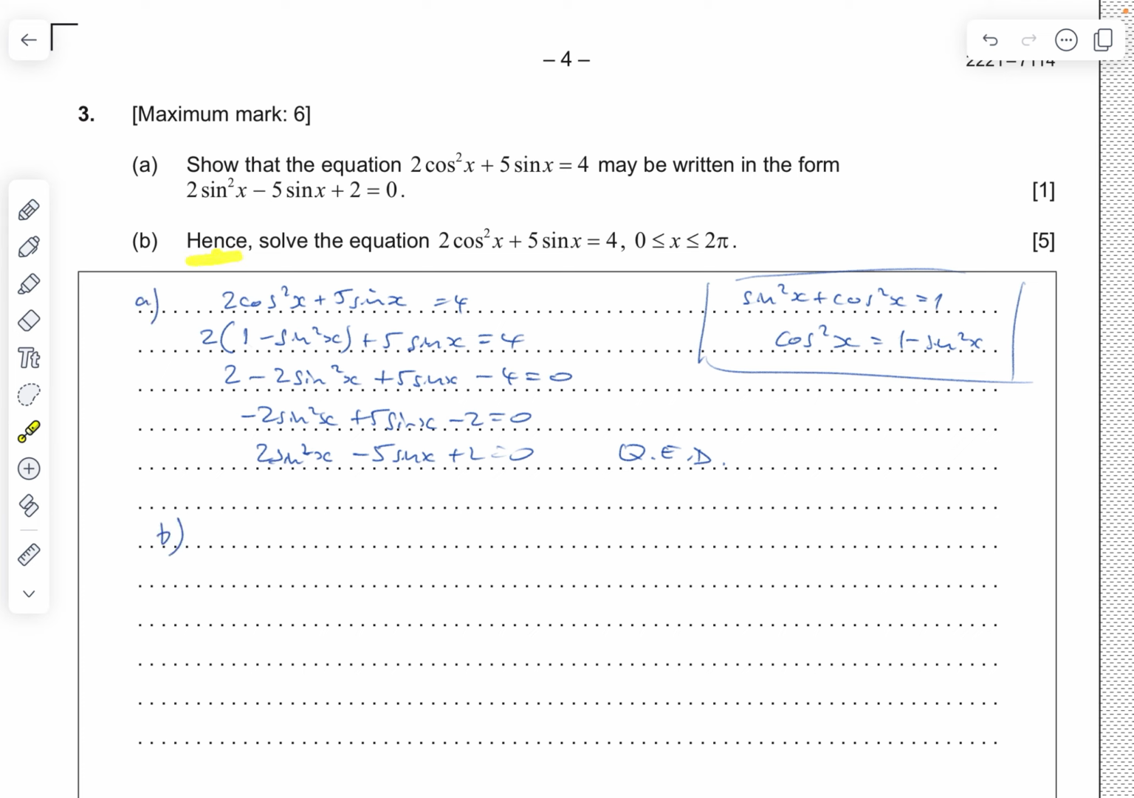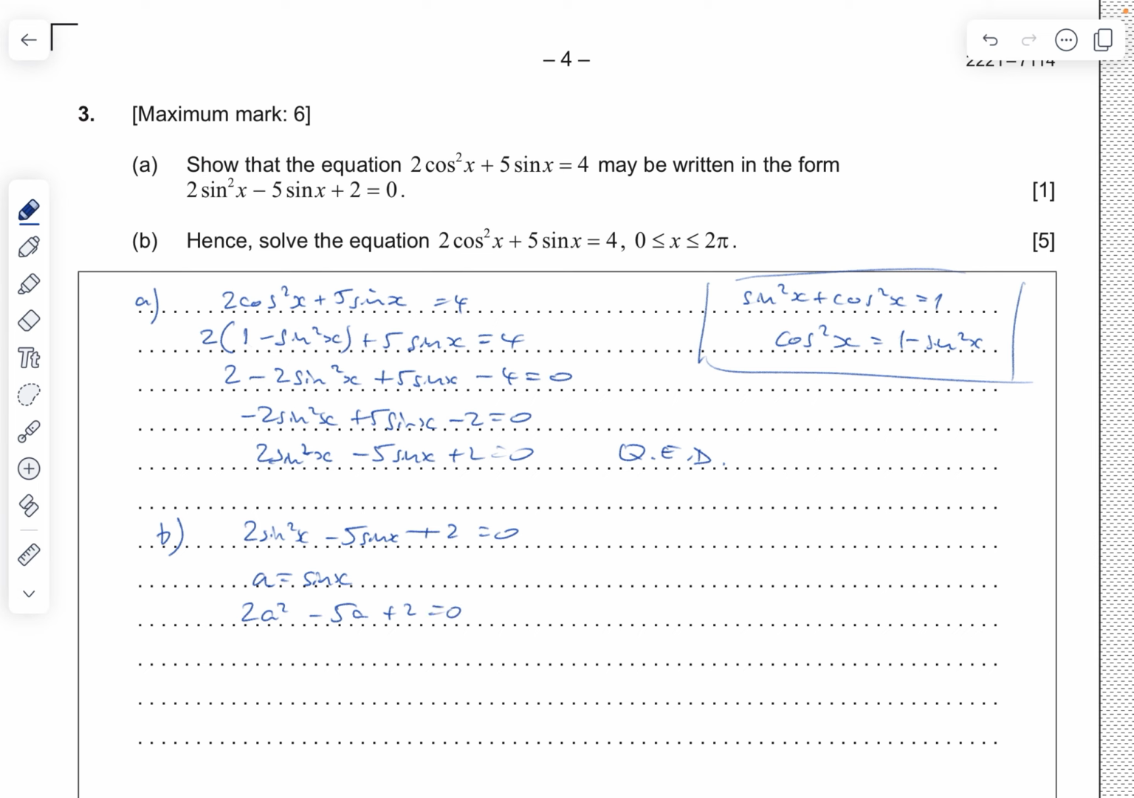Hence the command term saying use what I've done before, even if I've not been able to do it, solve this. When I don't have to solve this, I can solve this. So I need to solve 2 sine squared x subtract 5 sine x plus 2 equals 0. Let me put a equals sine x to make it easier. So I get 2a squared subtract 5a plus 2 equals 0.